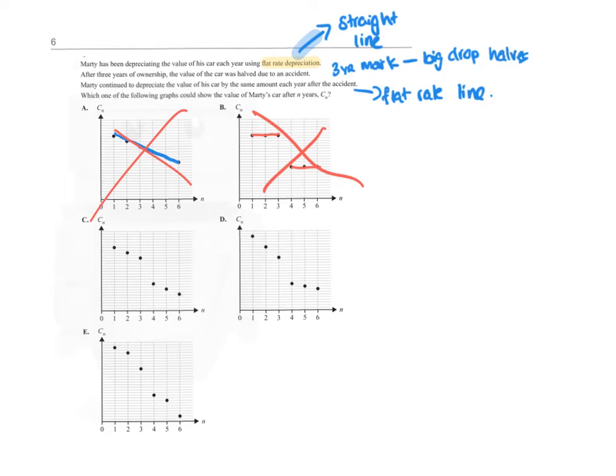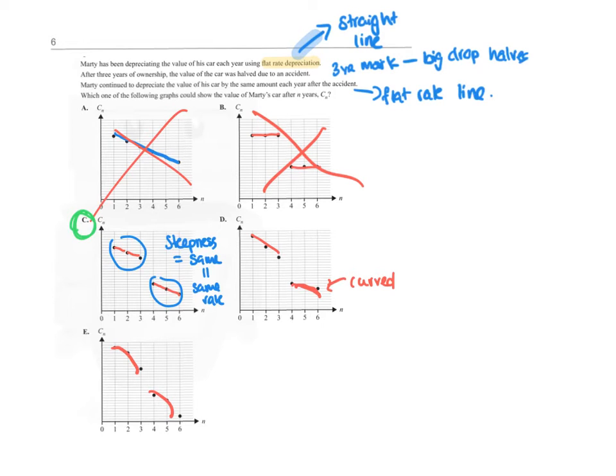If you look at C, you can see it's dropping at the same rate for that first year. Then here's where it's halved, and then it starts dropping at the same rate. You can see the steepness of these two is the same, and because the steepness is the same, that means the rate is the same. So this one looks like a goer. If I have a look at the other one, it's flat rate at the start, but this looks curved, so that is not flat rate. The same with these two, they look curved, they're not a straight line, so we're getting rid of those two as well.